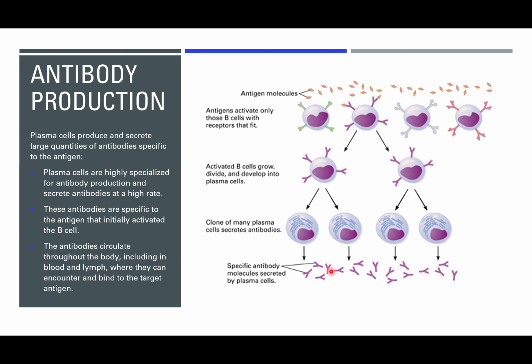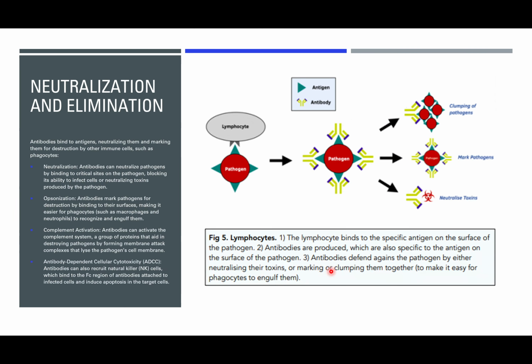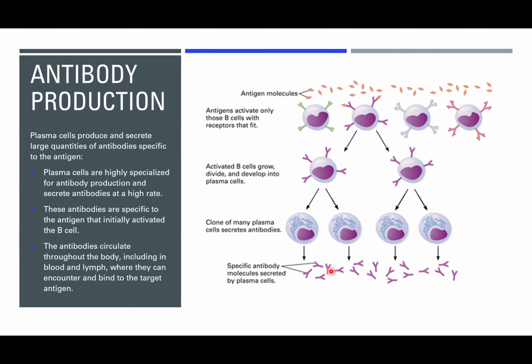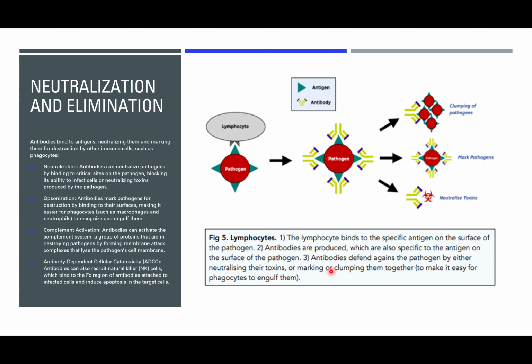All right. So antibody production here is really general. Plasma cells are highly specialized antibody producing cells. They produce and secrete antibodies at a very high rate. When these antibodies are produced, they travel through the humors of the body, the blood and the lymph, where they will encounter and bind to target antigen. So that's generally what the humoral response is all about.